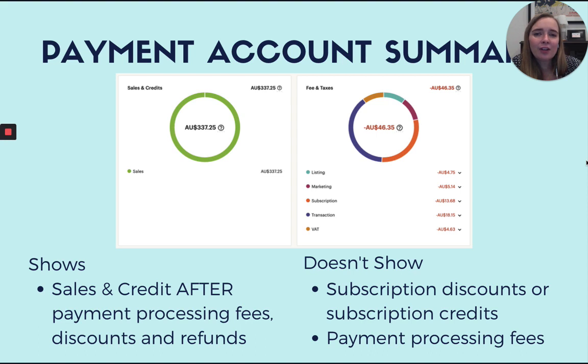The chart on the right hand side, fees and taxes, doesn't show any discounts you've received from having a subscription or credits you received. So if you sign up to a subscription, it shows you the subscription cost, but it doesn't effectively show you the credit for listings and the credit for promoted listings. And it also doesn't show you the payment processing fees. So if I was to copy those items into my bookkeeping, again, my expenses would be wrong. So although it's a nice visual summary, it's actually not that useful for your bookkeeping.